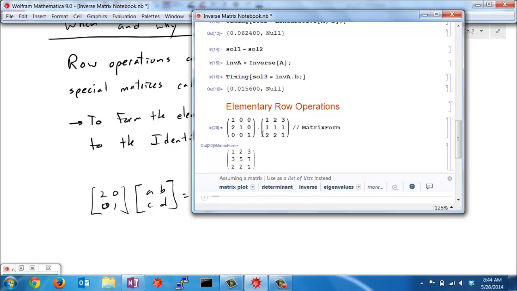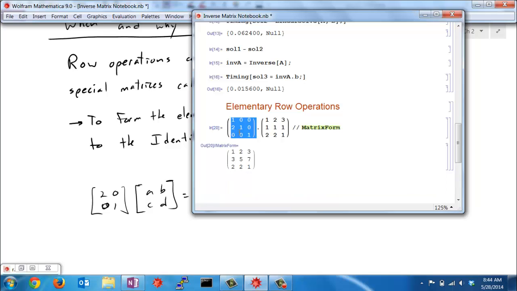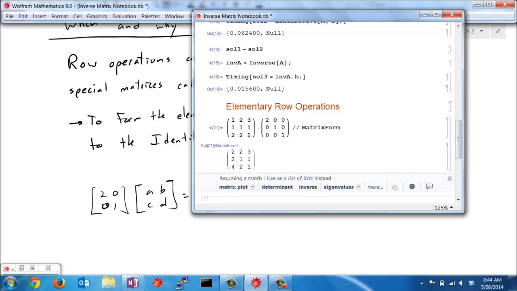Now one thing to note though is we have to be a little bit careful. Here I am left multiplying, and that's actually important. If I were to right multiply by these elementary matrices, let's make a nice one here. Before, this would have doubled the first row. Now what did it do? It doubled the first column. So when you multiply on the right, it's doing a column operation. When you multiply on the left, it's doing a row operation.